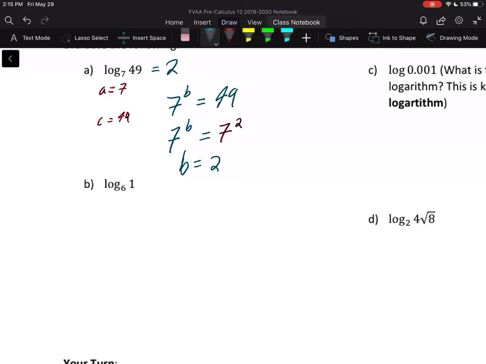Here, same thing, right? A is equal to 6, C is equal to 1, and B is unknown. If I put it in exponential form, I get 6 to the B is equal to 1. All right, what exponent would B have to be in order to make 6 equal to 1? Well, that's 0, right? 6 to the B is equal to 6 to the 0. Therefore, B is equal to 0.